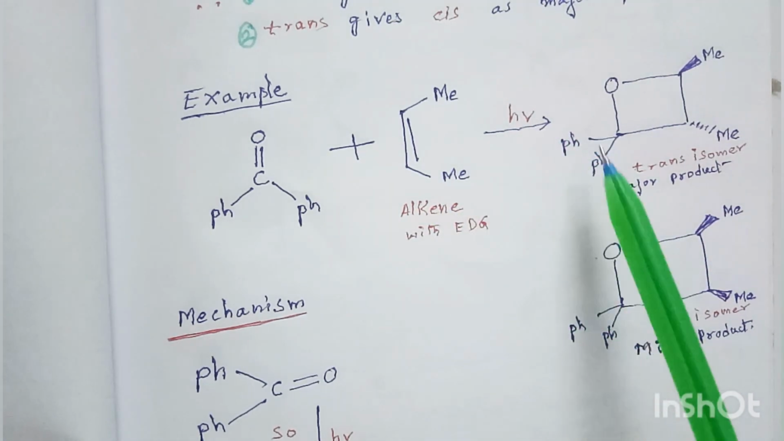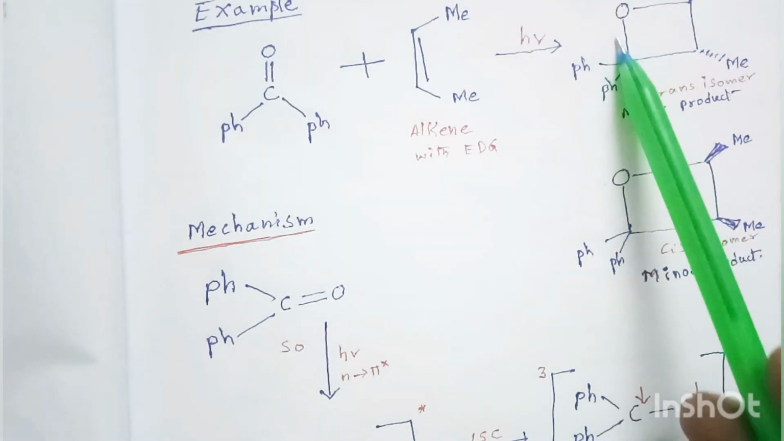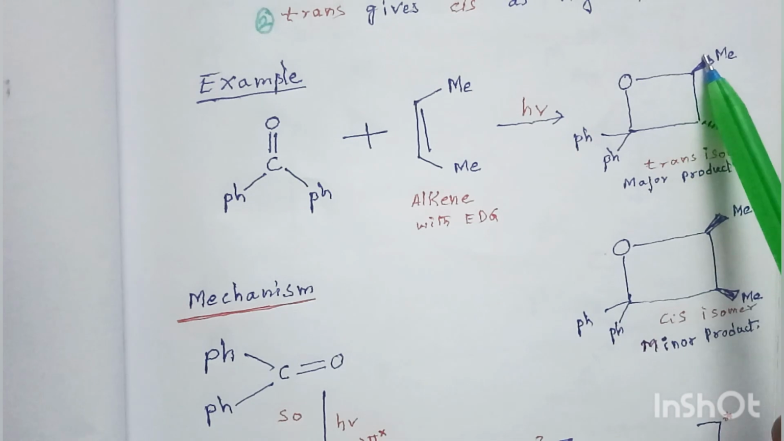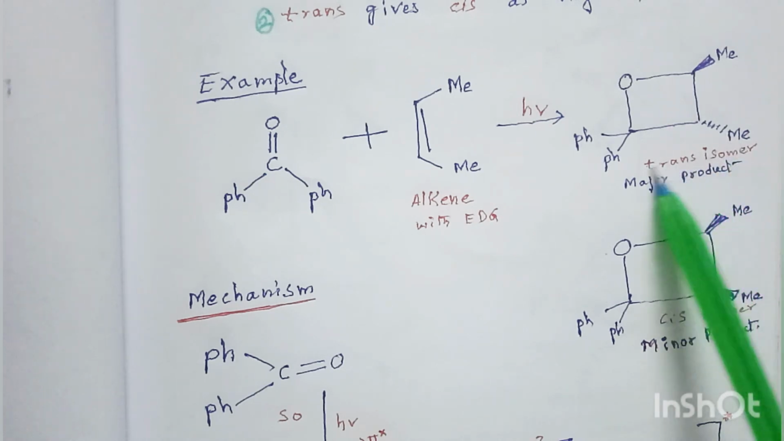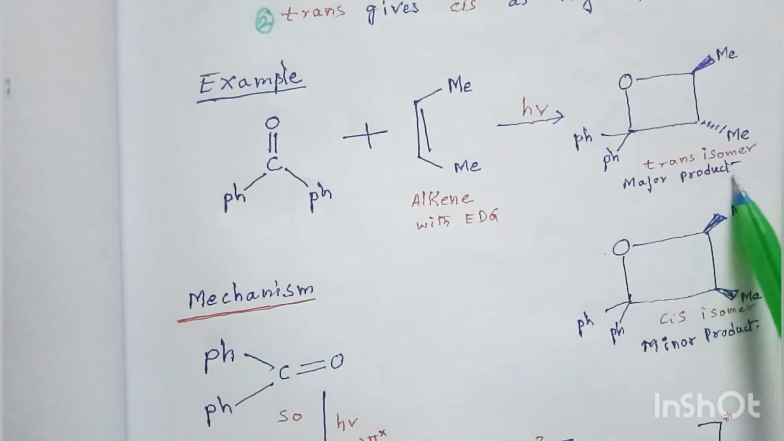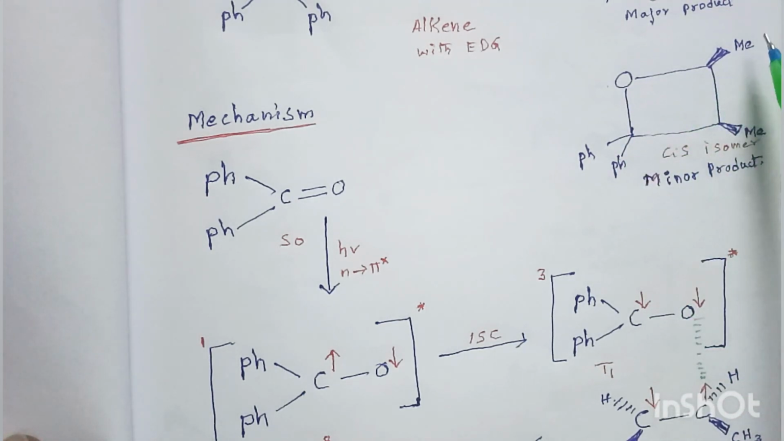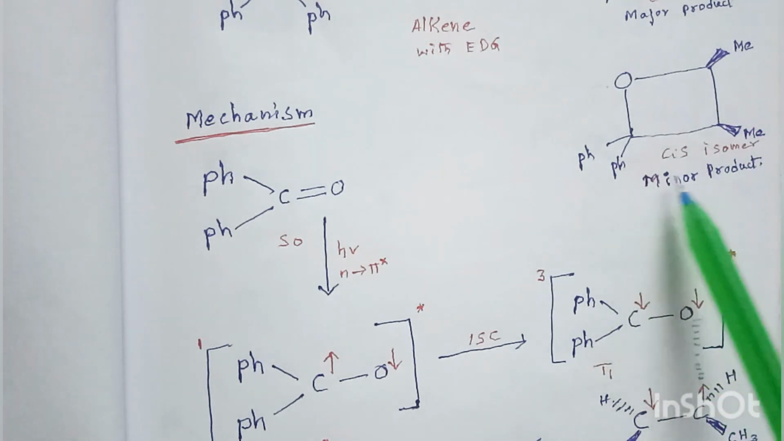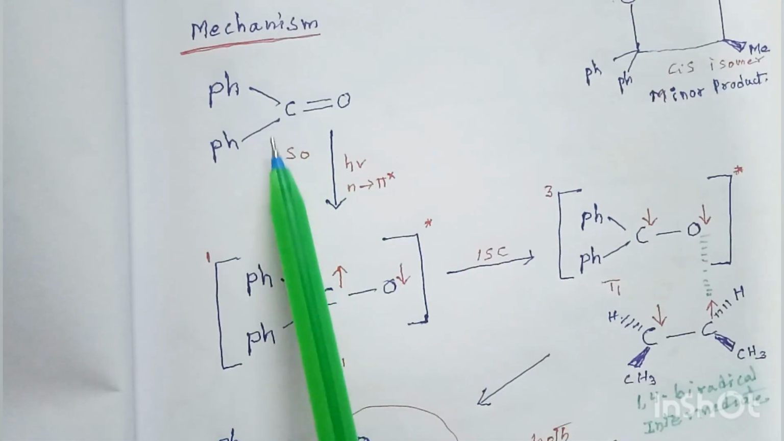Upon irradiation by UV light, an oxetane is formed with methyl groups, one above the plane and another below the plane. That is the trans isomer, the major product. Another oxetane is formed with both the methyl groups above the plane or both below the plane, the cis isomer, as the minor product. Let us see the mechanism.